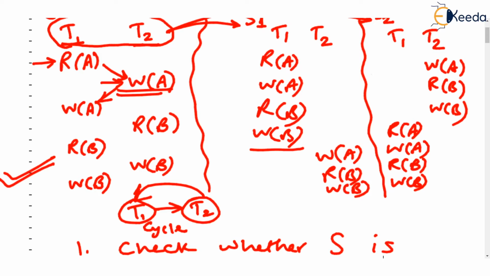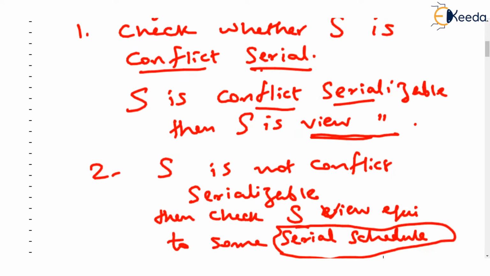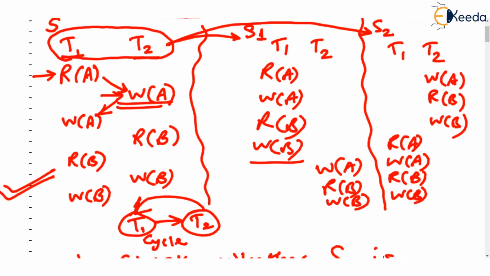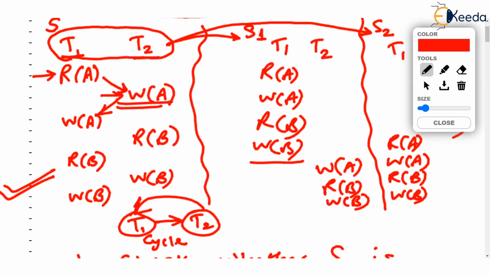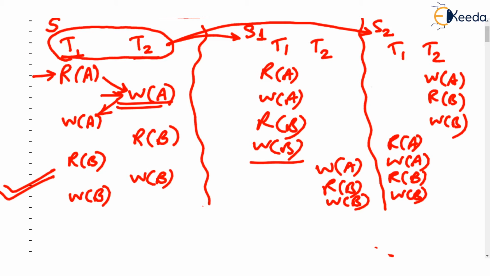If it is not conflict serializable, then you can't just declare that it is not view serializable. If S is not conflict serializable, then you will have to check view equivalence with the serial schedule. So this long process now starts, isn't it? If this S was conflict serializable, we would have been most lucky and we would stop the process, saying, okay, as it is conflict serializable, it has to be view serializable also. I hope you are understanding. So how do you check now whether this is view serializable?